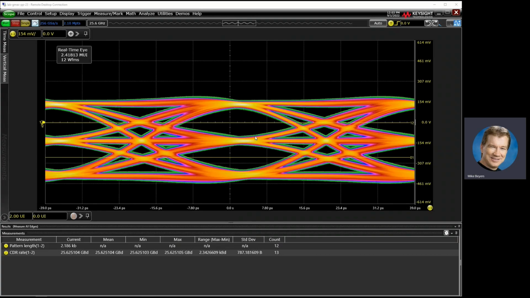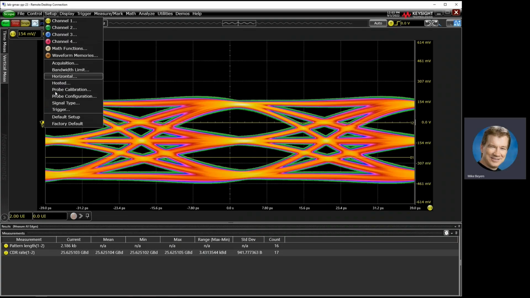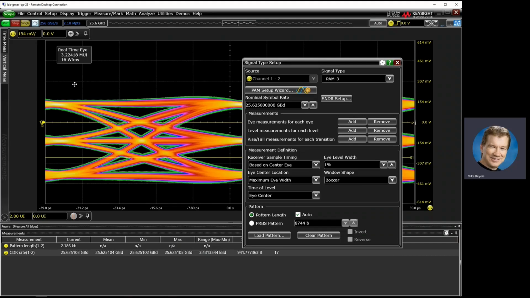Again, this is a PAM3 signal. I verified that I have the right pattern length for the PTR7 compliance pattern, as well as the right baud rate, 26.625 gigabaud. So let's go ahead and go into our PAM3 measurement.